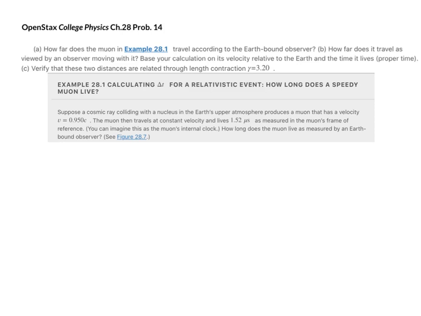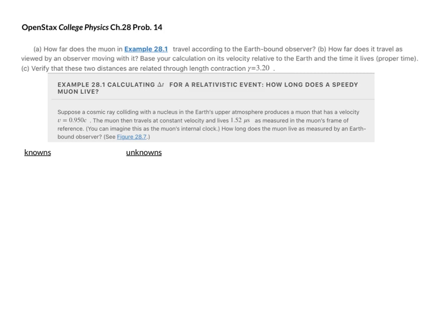And again, the first part asked, how far does the muon travel according to the earthbound observer? Then in part B, how far does it travel as viewed by an observer moving with it? And you're asked to base your calculation on its velocity relative to the Earth and the time it lives, so the proper time. And then in part C, we have to verify that these two distances are related through length contraction. Gamma is 3.2. So let's start out by writing our knowns and unknowns.